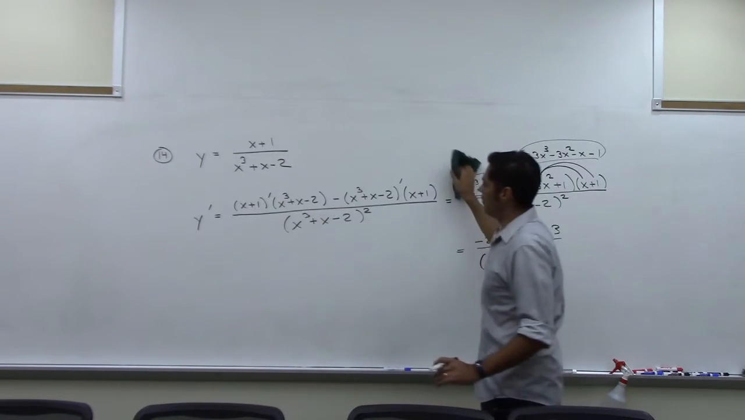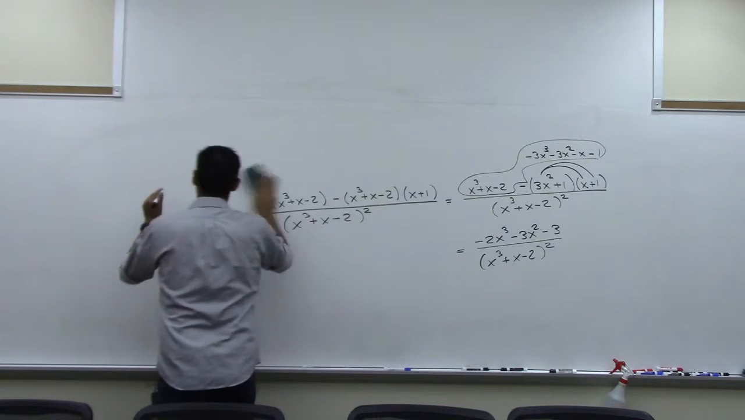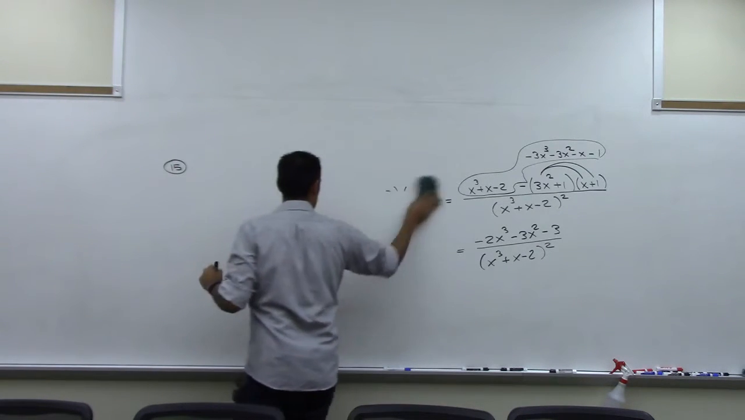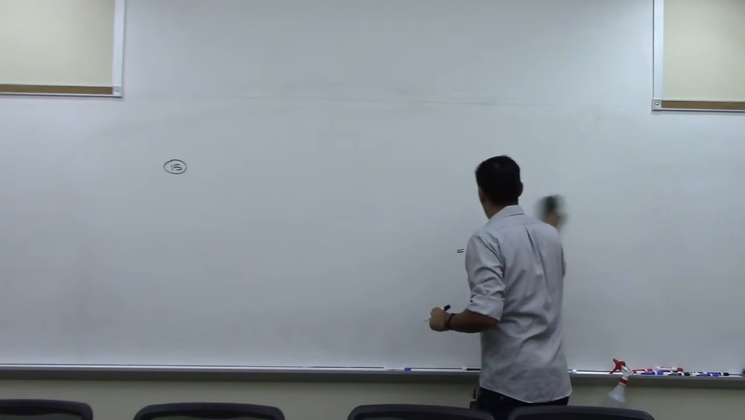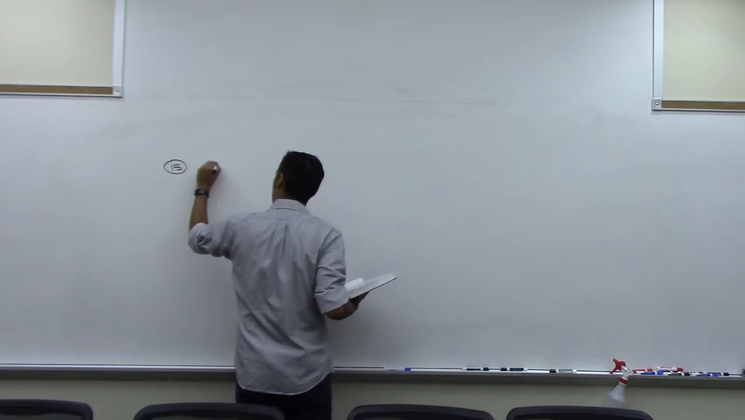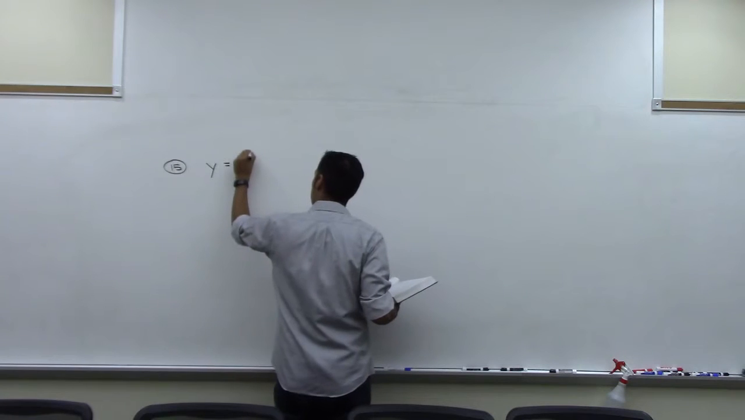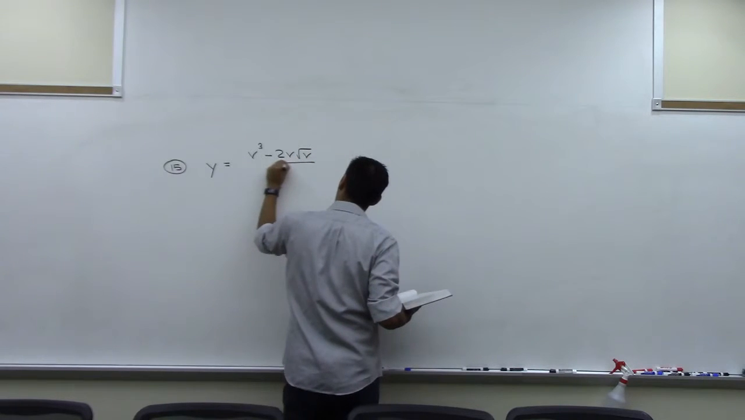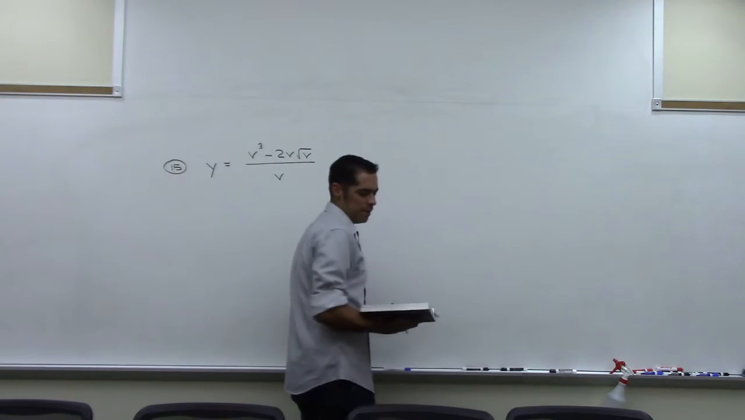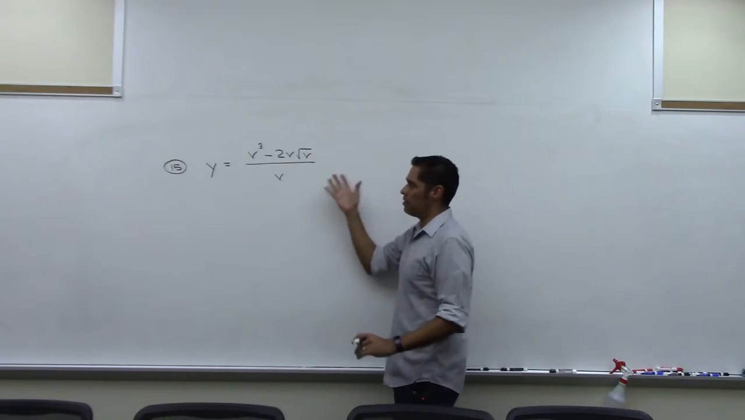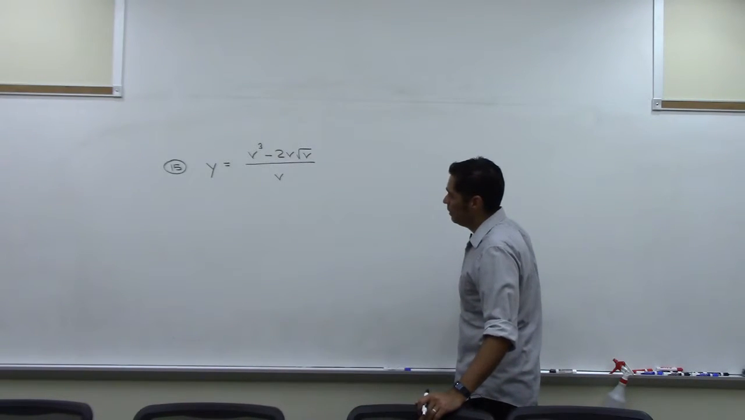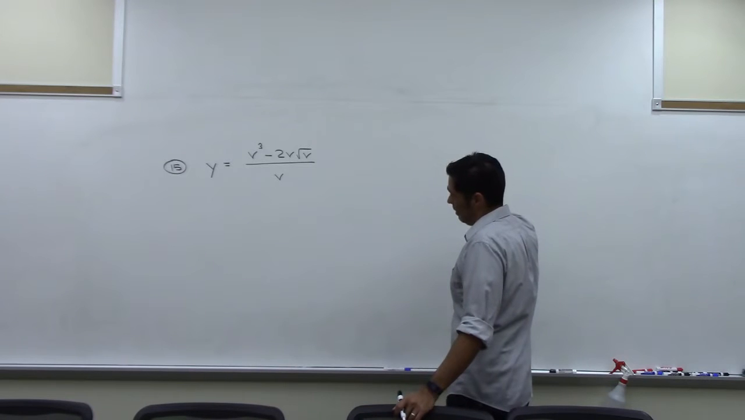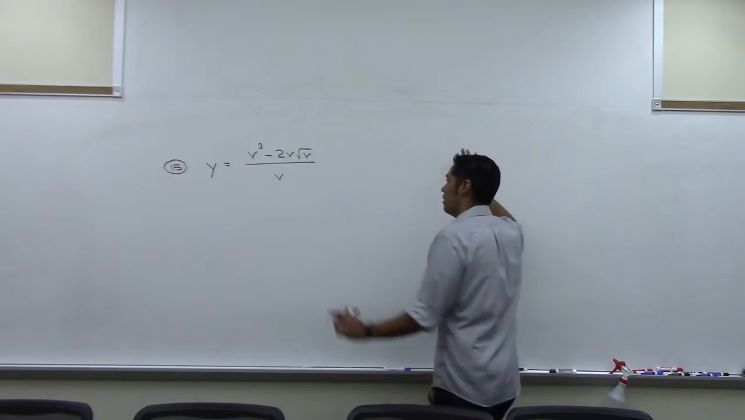All right, let's look at number 15. So they're using some different letters just to make your life happy. y is equal to (v cubed minus 2v root v) over v. Now, if I were doing this problem, I would split this up into two fractions and use power rule. That's what I would do. Because quotient rule, although it will work, you do have a quotient, it's going to be a little uglier, I think.